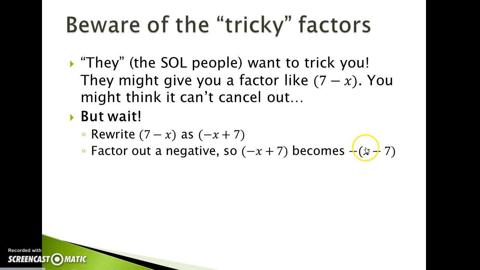This factor you can actually work with. X minus 7 is one that's more familiar to you, and it's totally fine the negative came out. Again, we didn't change the value, we just changed the order.